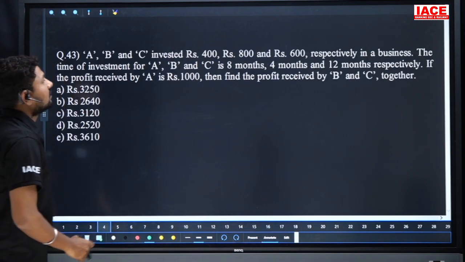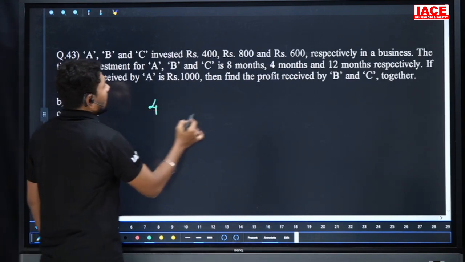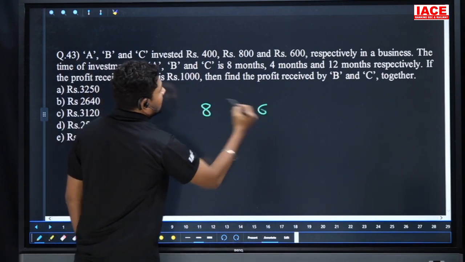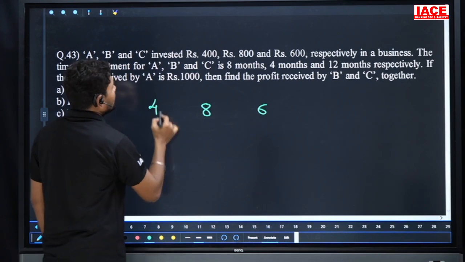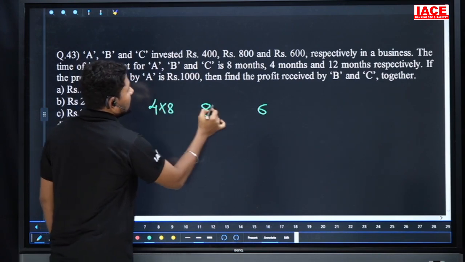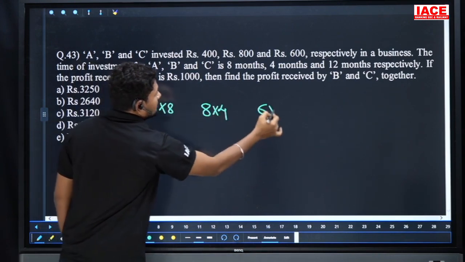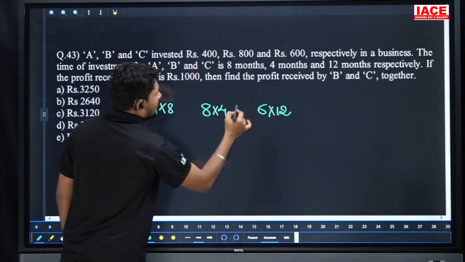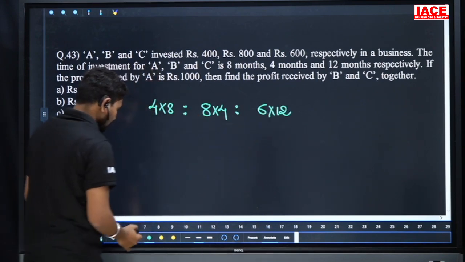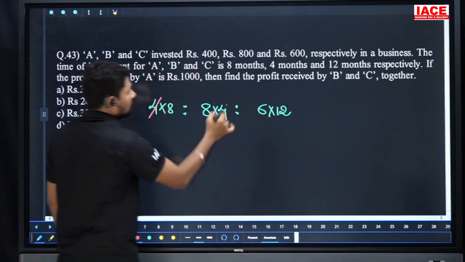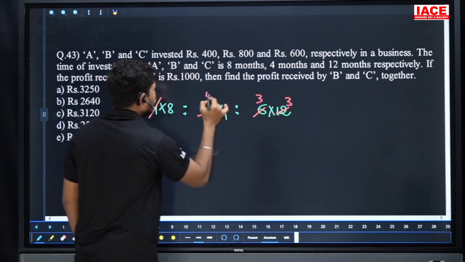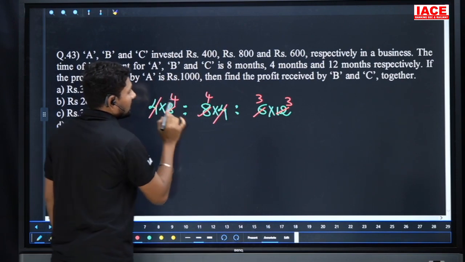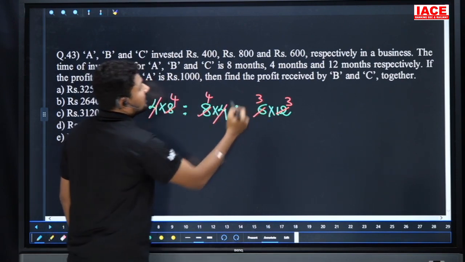And next question. A, B, C invested 400 rupees, 800 rupees, and 600 rupees respectively in a business. The time of investment of A is 8 months, B is 4 months, and C is 12 months. Each and every term cancels with 4 now. Try to cancel the values. 4 cancel, 4 cancel, 4 threes are 12. Again cancel with 2. Then finally the ratio is 4:4:3 into 3, 9.